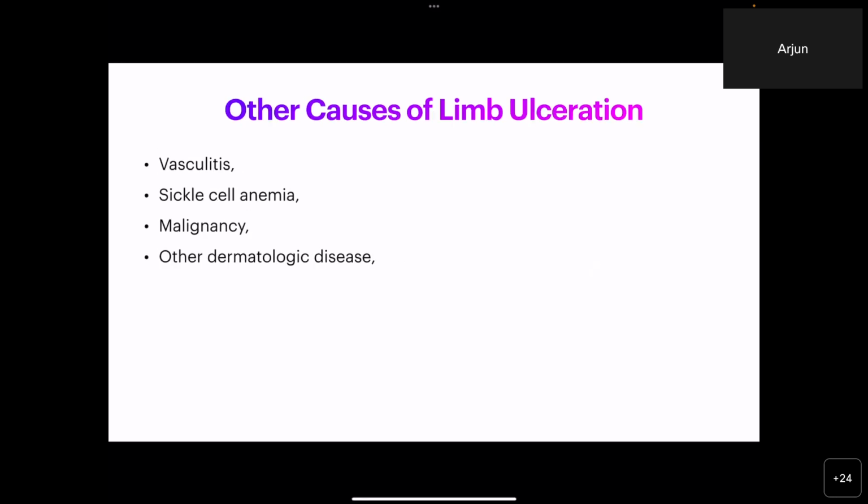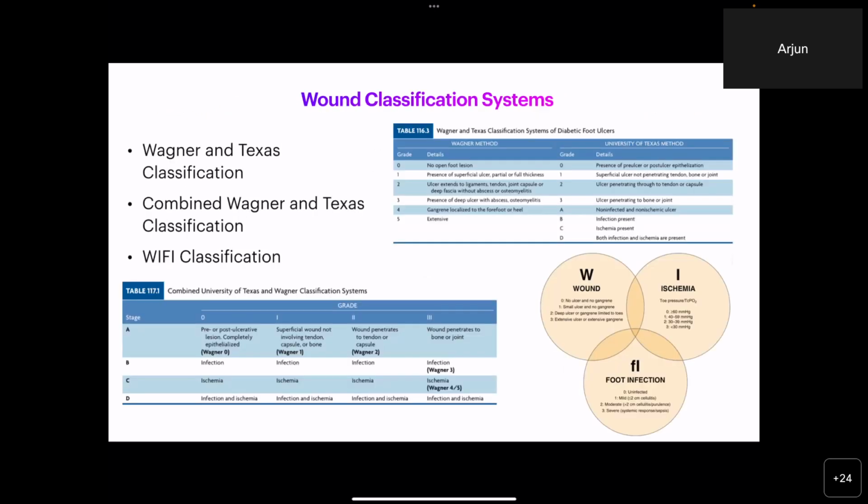Various other causes of limb ulcerations are, like I said, vasculitis, sickle cell anemia, malignancies, and other dermatological conditions. The various wound classification systems that have already been explained are the Wagner and Texas classification, the combined Wagner and Texas classification, and the WIfI classification. The WIfI classification is more commonly used, and one add-on to the WIfI classification is the ambulatory function that assists in decision making.